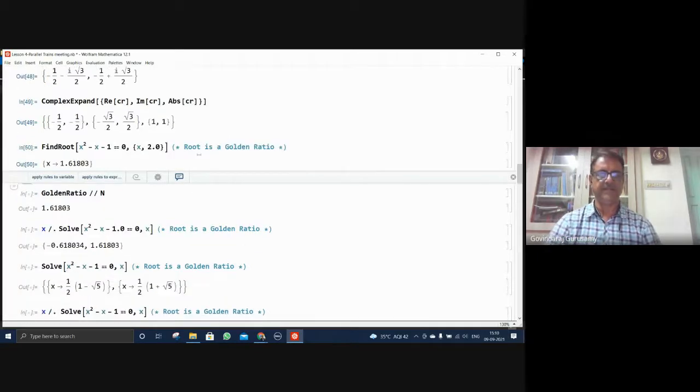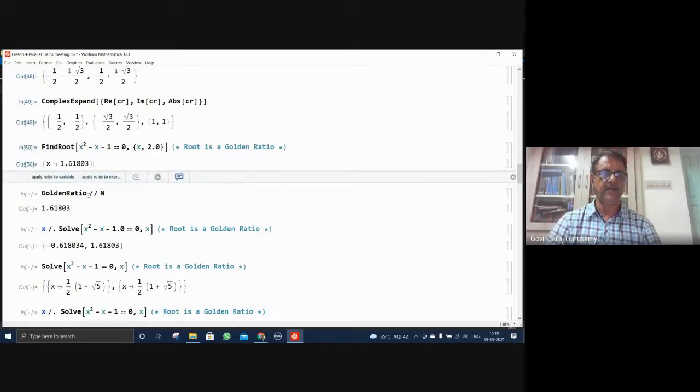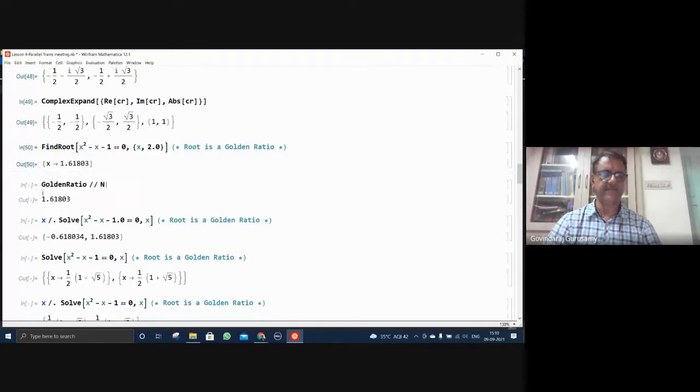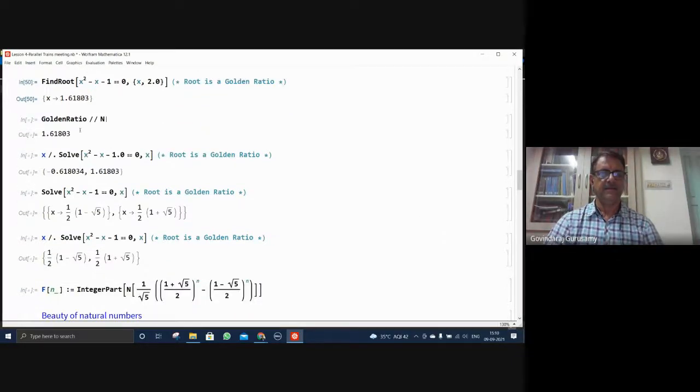And I have written something: the root is the golden ratio. This is the golden ratio number, this fantastic number. I do not know how many of you are familiar with this golden ratio. Mathematica has a golden ratio, which is already defined there. I asked for the number, and it has given that value. Any idea what the golden ratio is?